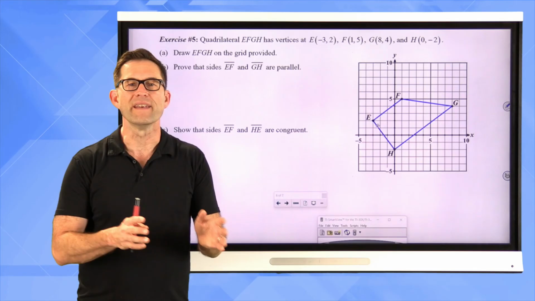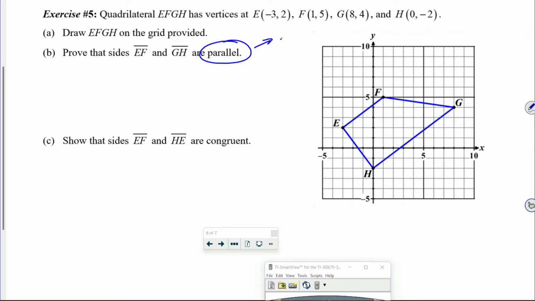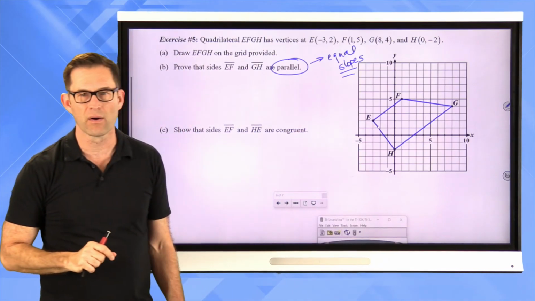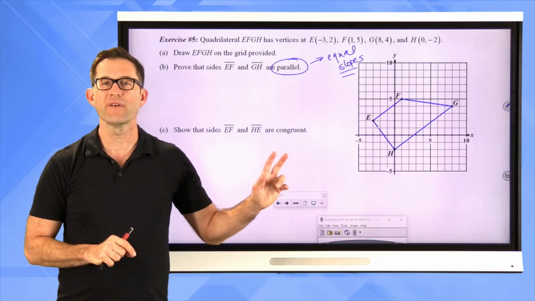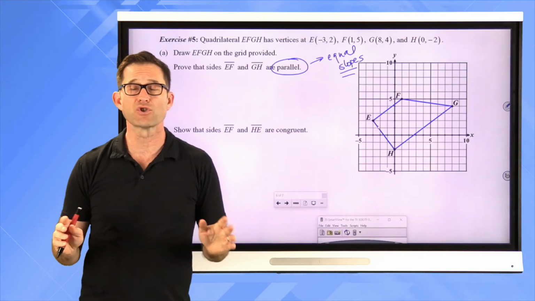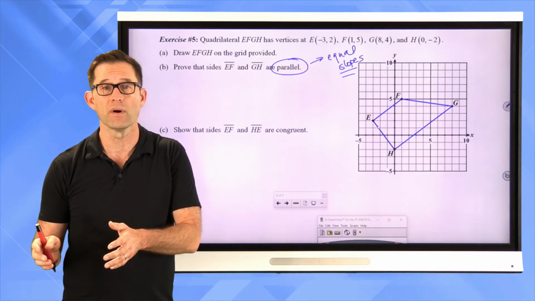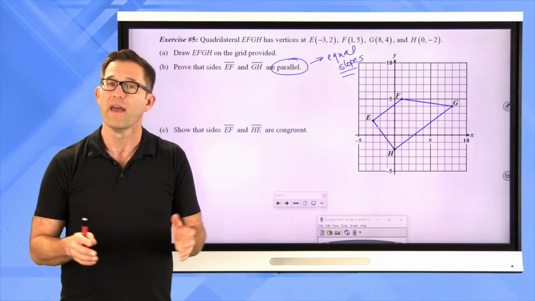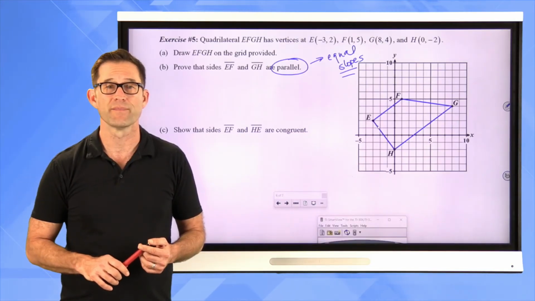Well, parallel means equal slopes, right? It's all about slopes. Equal slopes. So if I want to prove that EF and GH are parallel, I have to show that their slopes are equal to each other. So pause the video now, calculate the slope of EF, calculate the slope of GH, make sure to show your slopes in simplest form, okay, because that's the best way to compare them, and then hopefully they're the same number. Pause the video now and see what you get.